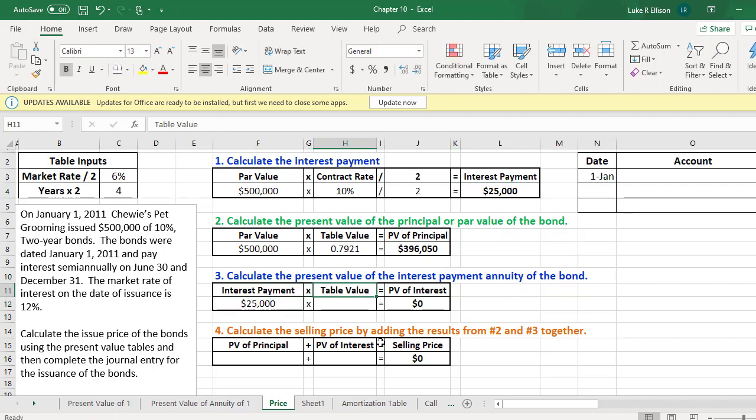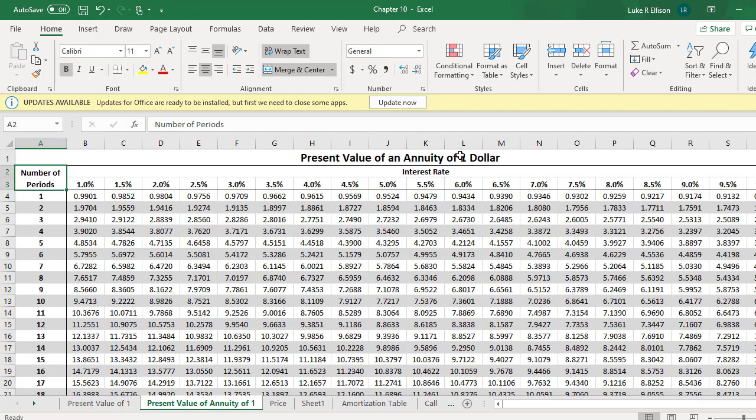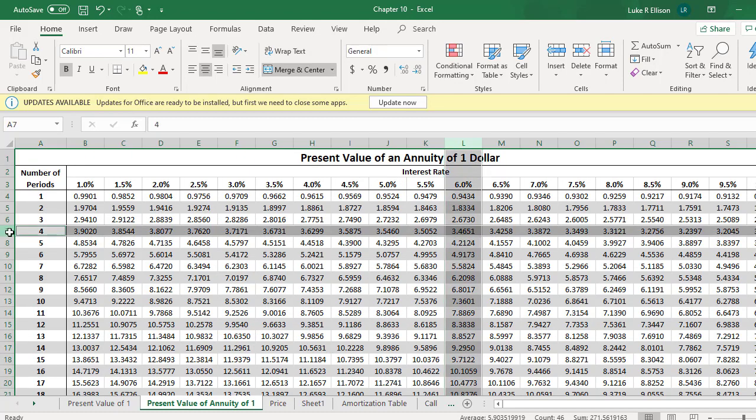We need to multiply that by the table value. And as I just noted, this is going to be the annuity since the payment happens many times. So we're going to use the present value of an annuity of $1. And again, we're going to use these same table inputs as before. So 6% and 4. So we're going to look for 6% and 4 periods.